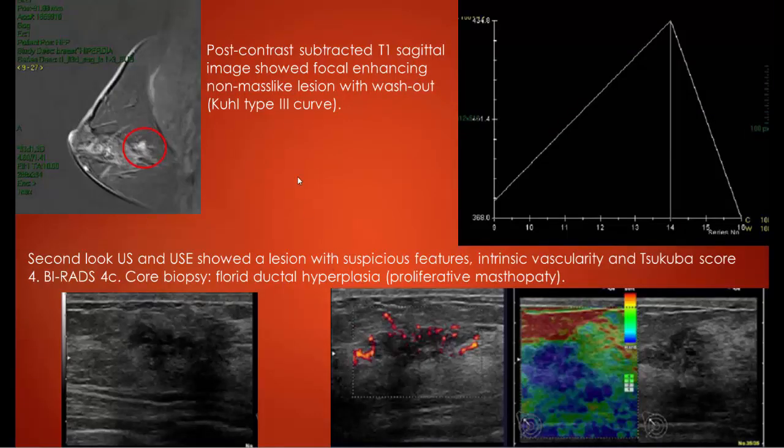Post contrast subtracted T1 showed focal enhancing non-mass-like lesion with wash-out type 3 curve, and ultrasound and elastography show suspicious area, intrinsic vascularity, stiff score on elastography, scored BI-RADS 4C, core biopsy shows florid ductal hyperplasia, proliferative mastopathy.